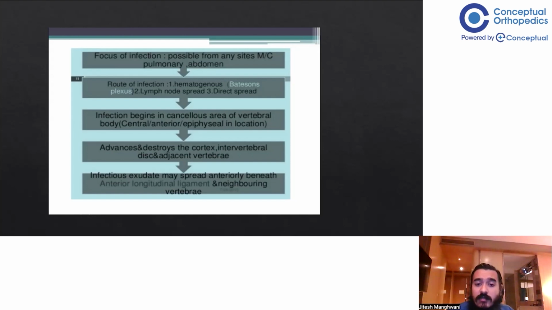Infectious exudate may spread anteriorly beneath the anterior longitudinal ligament and the neighboring vertebrae. So all this infection will begin spreading anteriorly just below the anterior longitudinal ligament, and that is how it spreads to the other vertebrae also. So this is how the spread may involve a lot of vertebrae, and skip lesions may also be involved, because sometimes when we do whole spine screening, we see there are even 3 or 4 foci of infection.